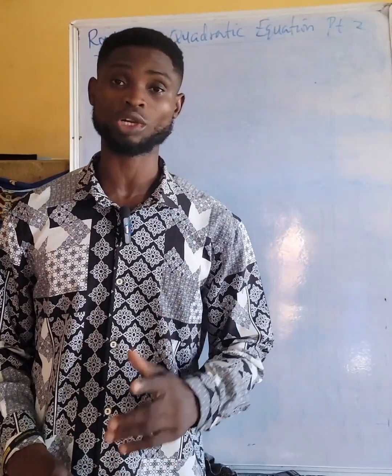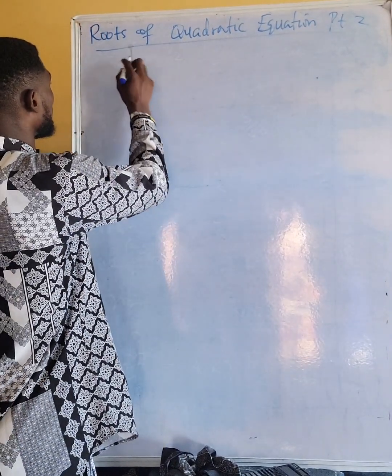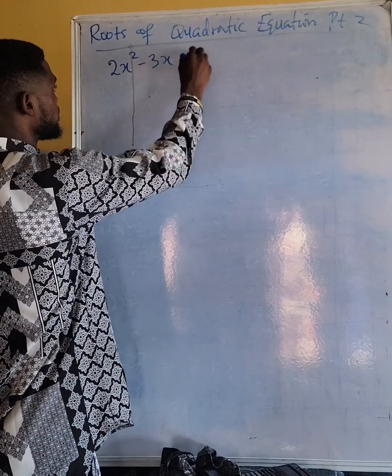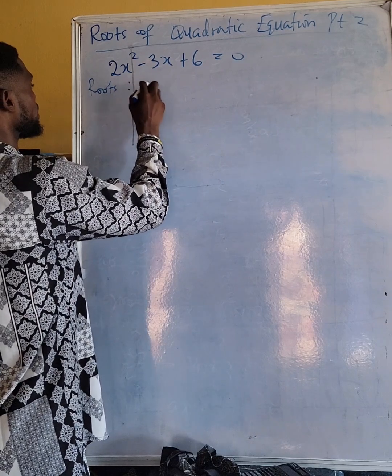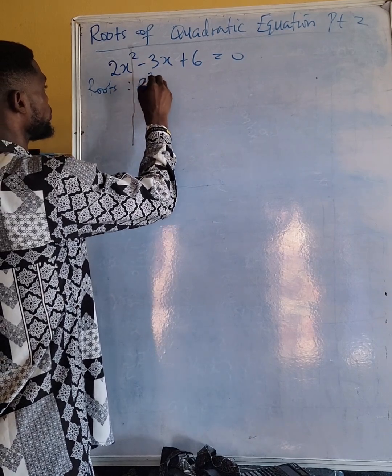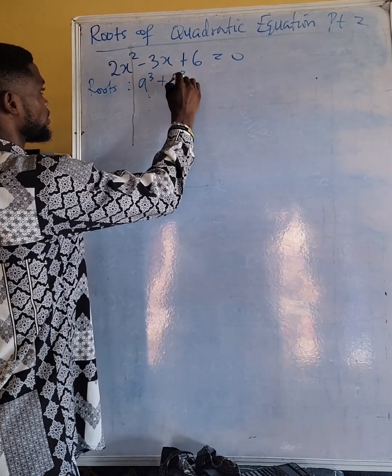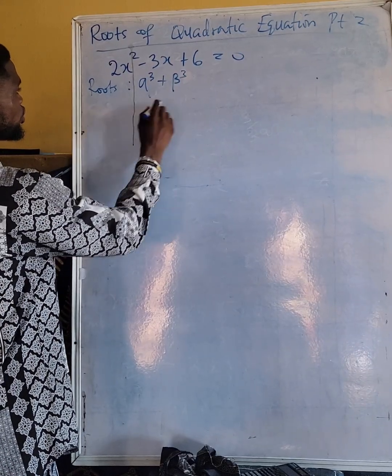On today's session, we are going to deal with the topic: roots of quadratic equation, part 2. From our part 1, we solved an equation: 2x square minus 3x plus 6 is equal to 0, and they said the roots are alpha cube plus beta cube. So from symmetric, let's take the solution.